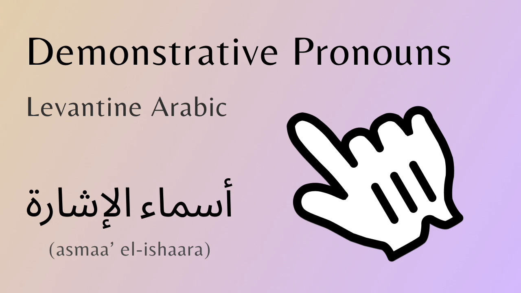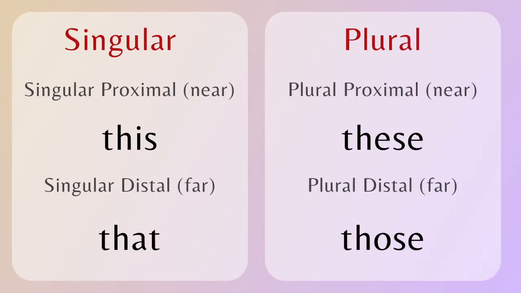In formal Arabic, we have three types: the singular form, the dual form, and the plural form. However, in spoken Arabic, the dual form is rarely, if ever, used. Since we are learning spoken Levantine Arabic, we will only be learning about the singular and plural demonstrative pronouns in this video. In English, the demonstrative pronouns are as follows.